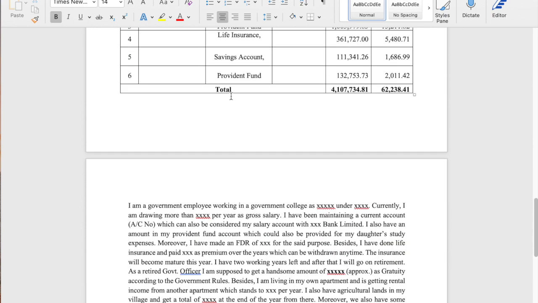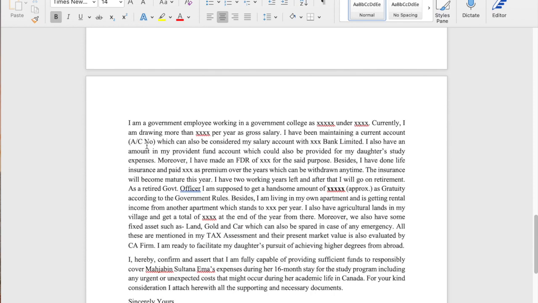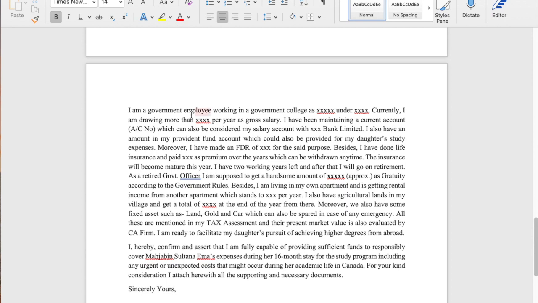So that is the tabular format. Let's go to the explanation next. So here my father is talking about where he is employed, what his yearly gross salary is, and what his FDR amount is. And also he's talking about, as he is a government officer, he will be getting a handsome amount of gratuity after he retires.